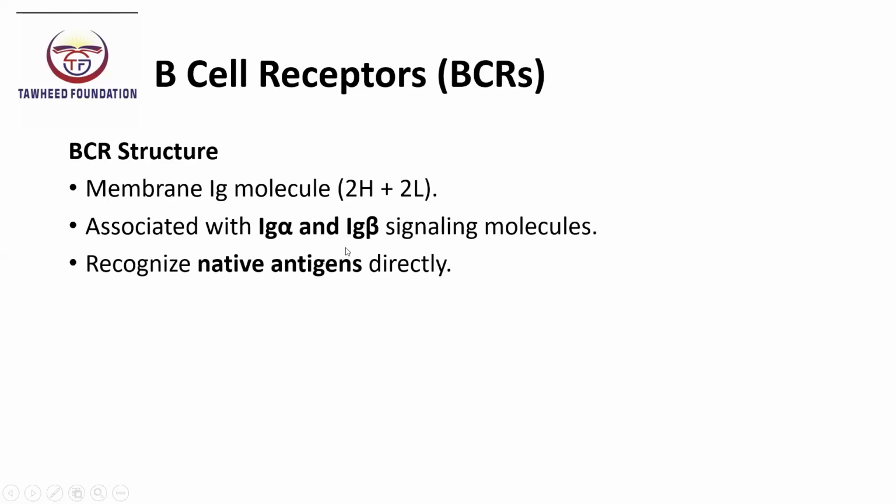B cell receptors. B cells recognize antigens through their B cell receptors, that is BCRs, which are essentially membrane-bound immunoglobulins. Each BCR is made up of two identical heavy chains and two identical light chains, 2H plus 2L, heavy and light chains, forming an antigen binding structure similar to antibodies. The variable regions of the chains determine the specificity for a particular region. Unlike TCRs, BCRs can recognize native unprocessed antigens. They do not require antigen presentation by MHC molecules.